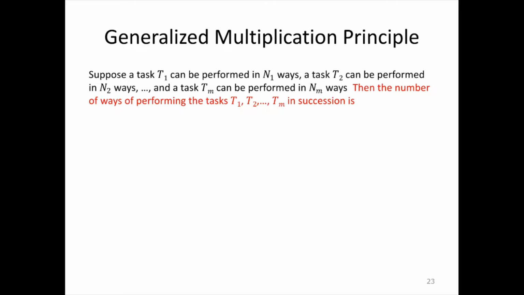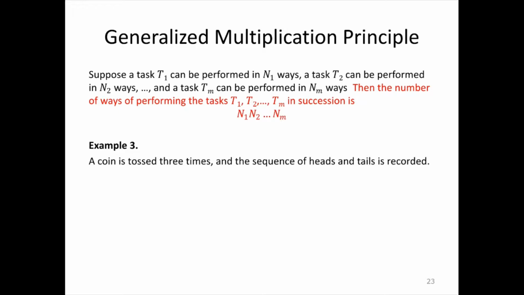Okay, so there's the multiplication principle for 2 tasks executed one after another. What if we have more than just 2 tasks? We have the first task, the second task, and so on until the mth task, each of which can be performed in n1 ways, n2 ways, and nm ways. Thinking along the lines of what we did for 2 tasks, the number of ways of performing the first task, the second task, and so on until the mth task in succession is n1 times n2 times, and so on until nm.